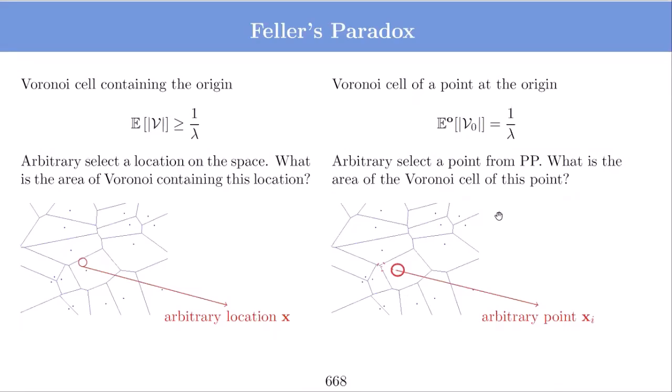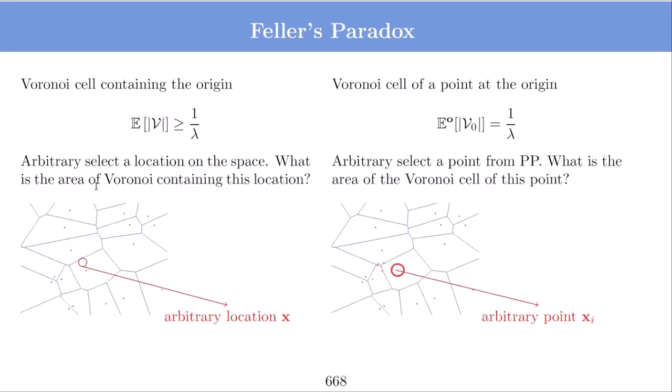First, I arbitrarily select one point of the point process. That will be the typical point. And we ask what is the area of the Voronoi cell of this point. All these points have equal probability of being selected. We take any point and take its area, and then we average it out. That will be the area of the typical cell, or the Voronoi cell of a typical point.